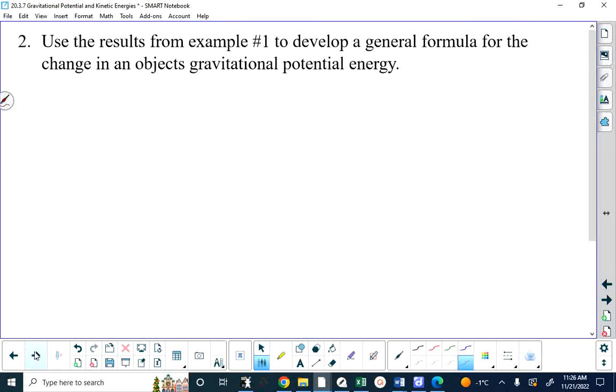Number two, use the results from the previous example to develop a general formula. Well, I guess I just did, but I will put it up here again. When you lift an object at a constant speed, this is the force due to gravity. And if you're lifting it at a constant speed, then the work you're doing goes into potential energy. You know, another way to look at this is, since the force is against gravity, it's gravitational potential energy. If I took the force pulling on an elastic and used that as force times displacement, then I would get elastic potential energy, the work done.